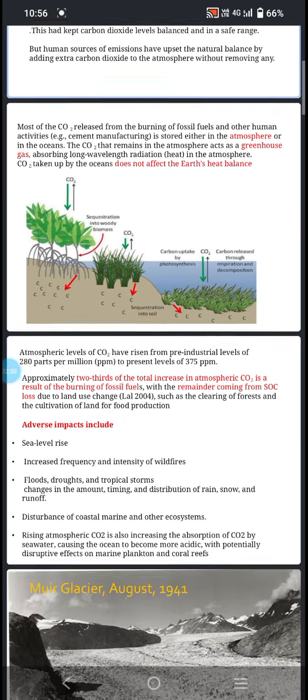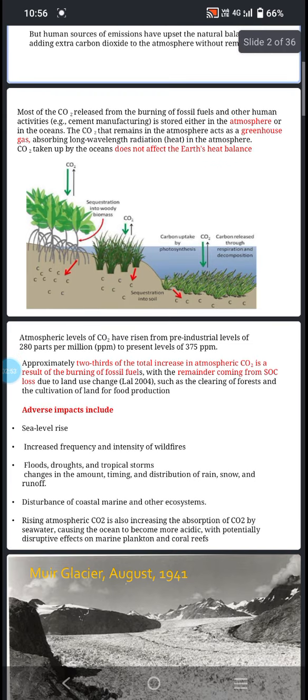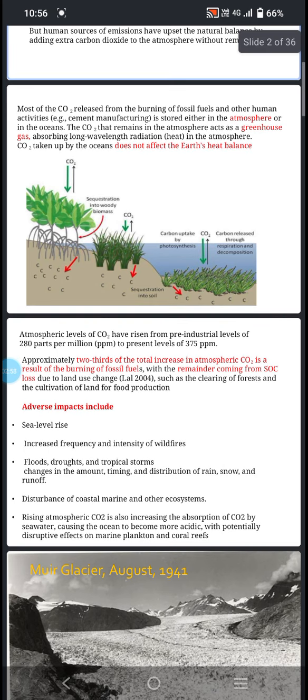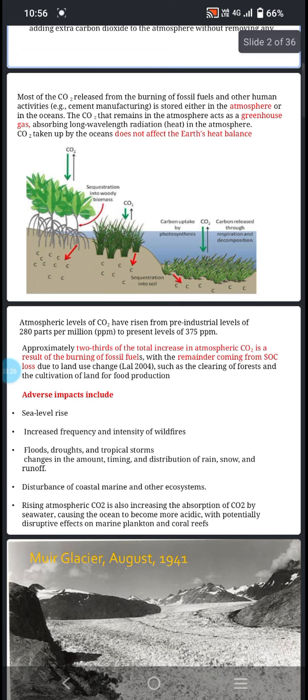Atmospheric levels of CO2 have risen from pre-industrial levels during the industrial revolution era, 280 parts per million, to the present above 400 ppm. Approximately two-thirds of the total increase in atmospheric CO2 results from the burning of fossil fuels, with the remainder coming from soil organic carbon loss due to land use changes, according to Lal 2004.